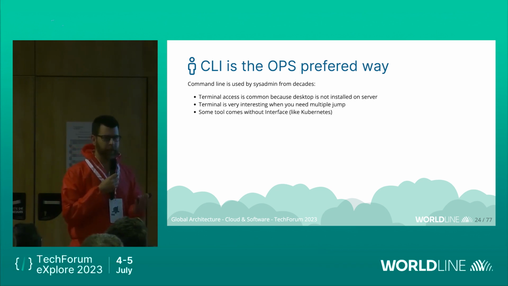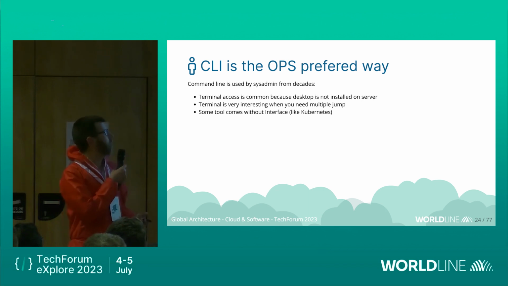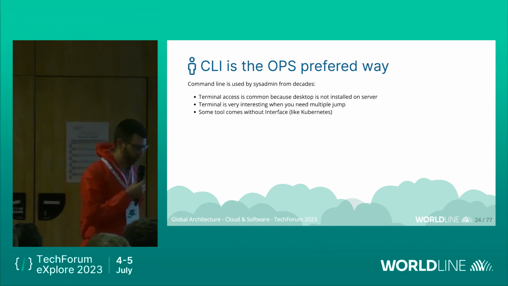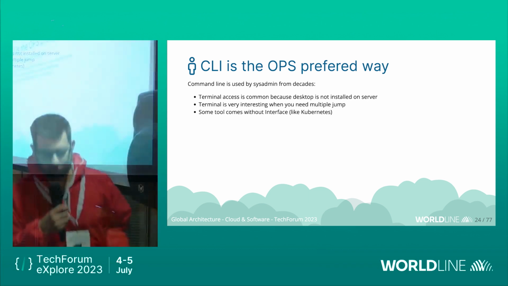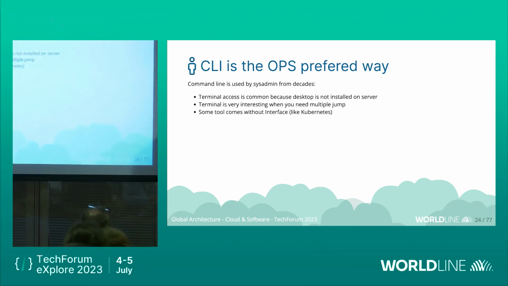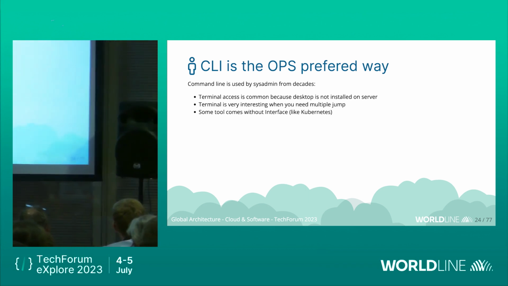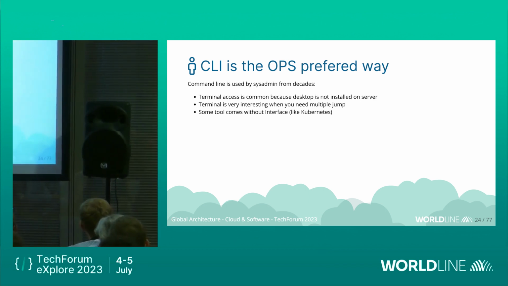Another good use case is when you need to reach a server which is behind 3, 4 firewalls, gateways, and multiple jumps. It's convenient to minimize the network bandwidth and to use terminal, because basically terminal only sends keystrokes, so it's very efficient. Another very important thing is a lot of recent tools like Kubernetes don't come by default with a web UI. So for example, if you want to use Kubernetes and manage objects inside Kubernetes, you need to master command line.